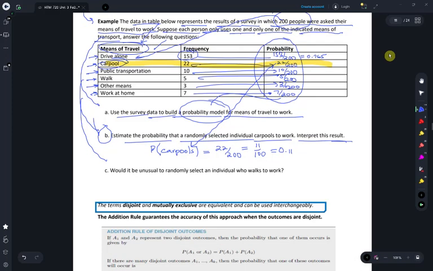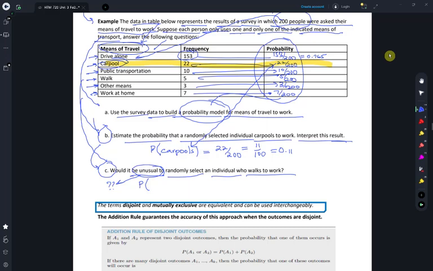That's also allowed. Question C. Would it be unusual to randomly select an individual who walks to work? How would we qualify an event as either unusual or usual? The way to go is to consider the probability. Well, why are we considering the probability? Probability will measure how likely or how frequently it occurs.